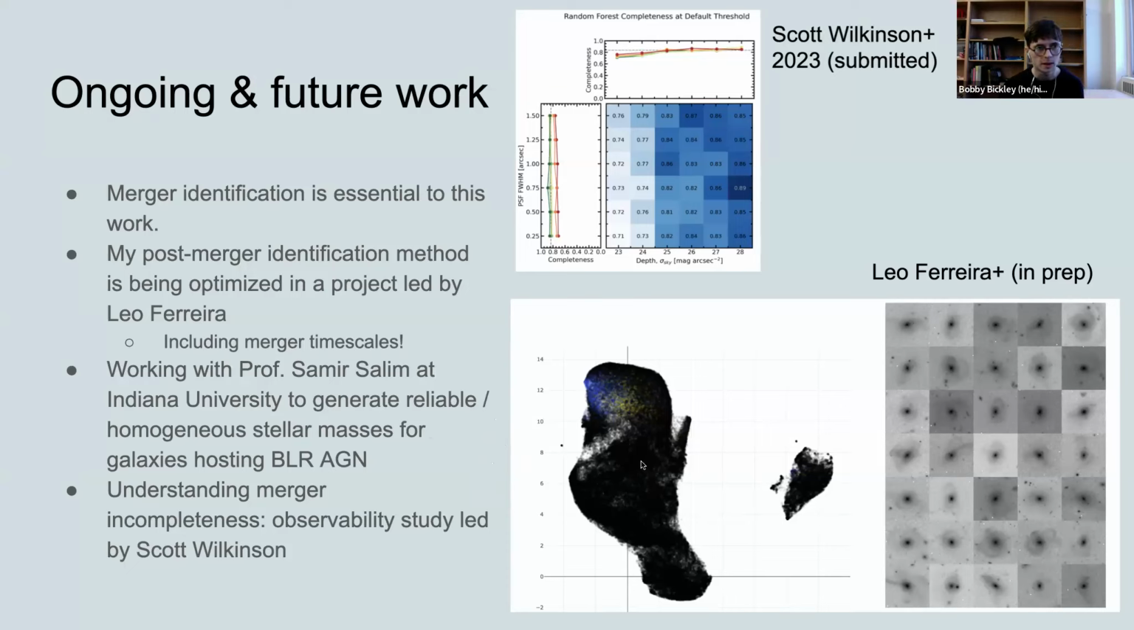And also, something that's really important for all of these studies is merger incompleteness, understanding what mergers we're missing and why. There's a forthcoming paper from Scott Wilkinson. I've highlighted a figure here showing the classification accuracy of a random forest as a function of imaging depth and PSF resolution, and showing how PSF and depth govern our ability to observe galaxy post-mergers. And yeah, we'll have a serious effect on the completeness of any merger sample that we're able to identify.